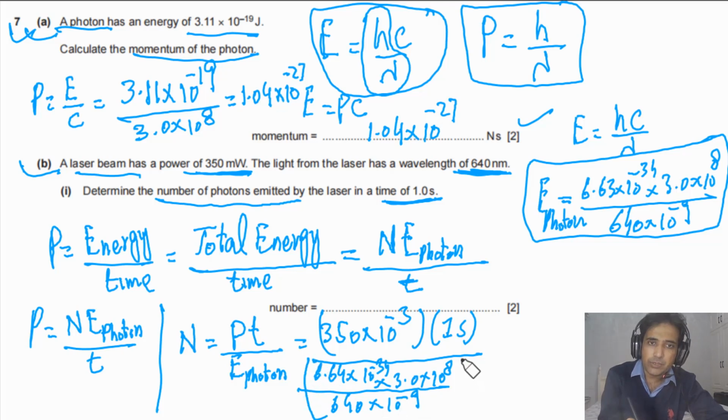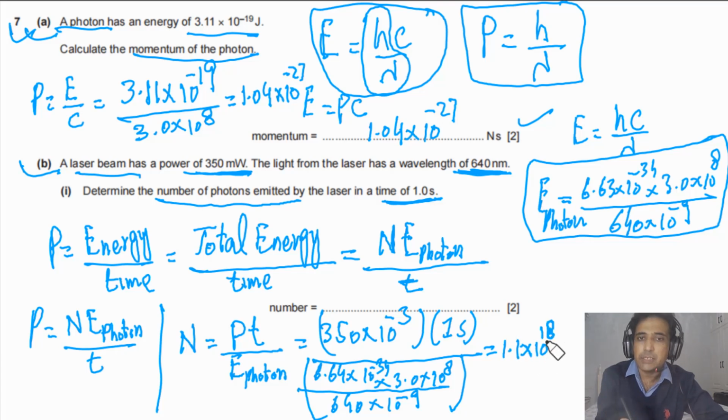So you can calculate this value here and then you can solve. You will find the value of N will be equal to 1.1 times 10 to 18, meaning 10 to 18 photons we need for this much energy, meaning 350 millijoules of energy. So this is the answer.